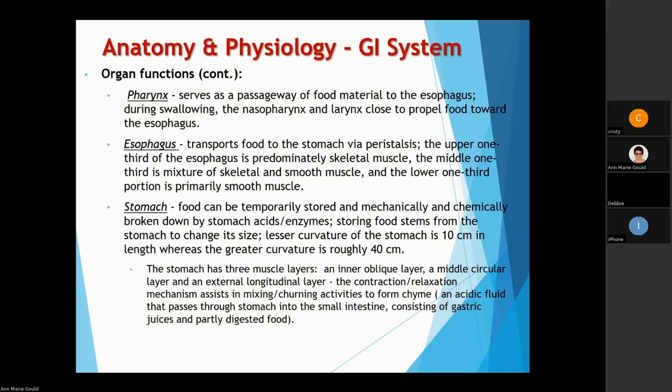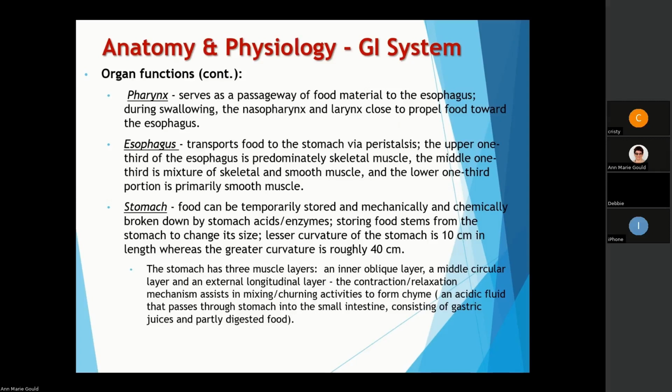Okay. And so in the stomach, your food's stored temporarily there, and then it breaks down all the food, right, through mechanical breakdown with the acids and enzymes. It also stores food and the stomach can change its size. So with all the food that's in there, your stomach can grow big or grow small, right? The lesser curvature of the stomach is about 10 centimeters in length, and the greater curvature is roughly 40 centimeters. So that's why the stomach can change shape when it's processing, breaking down the food.